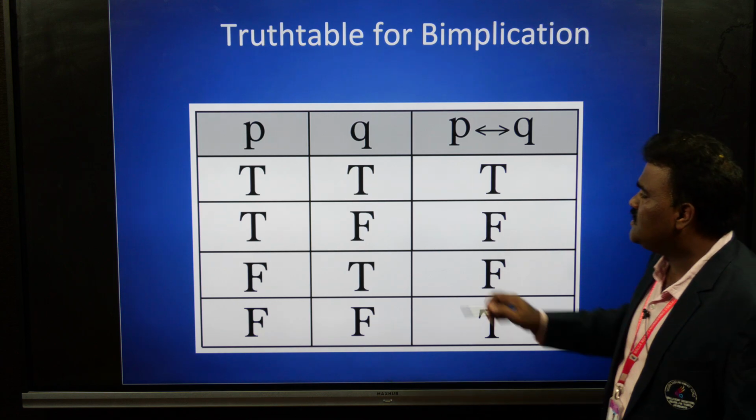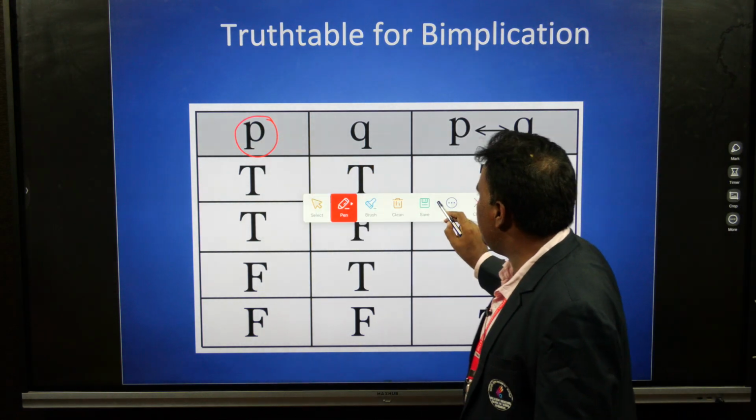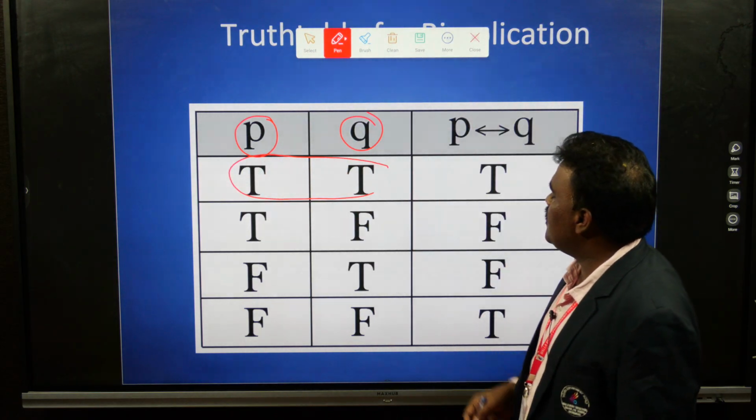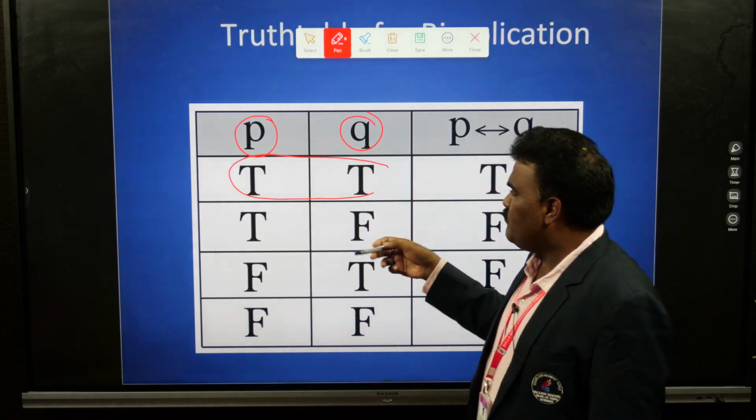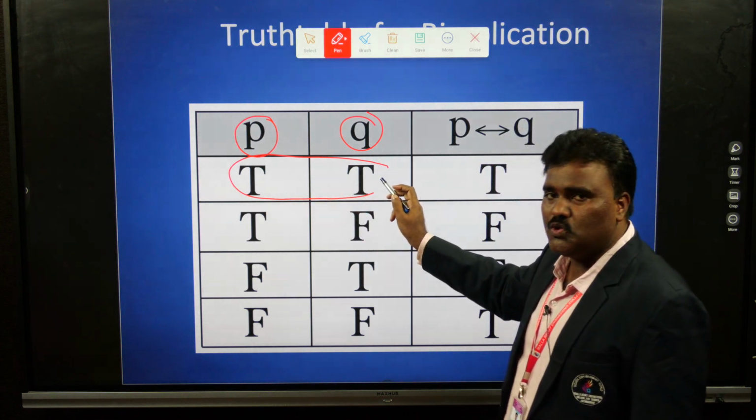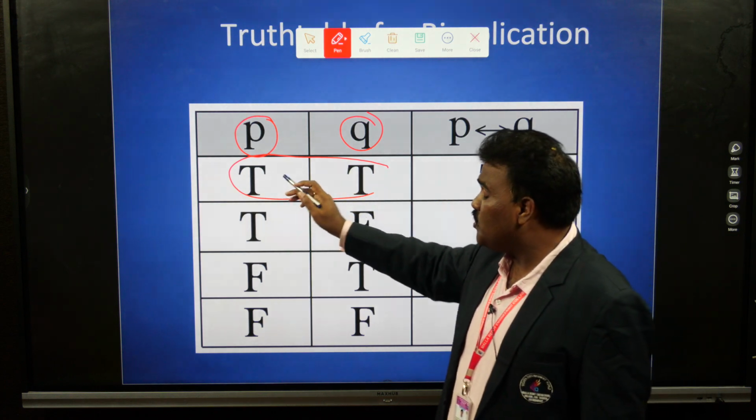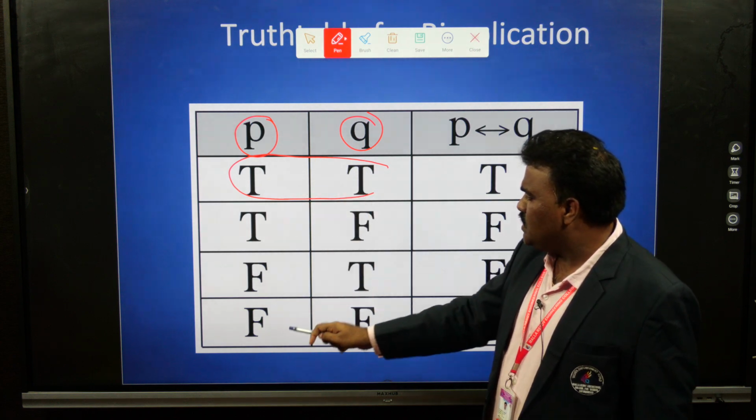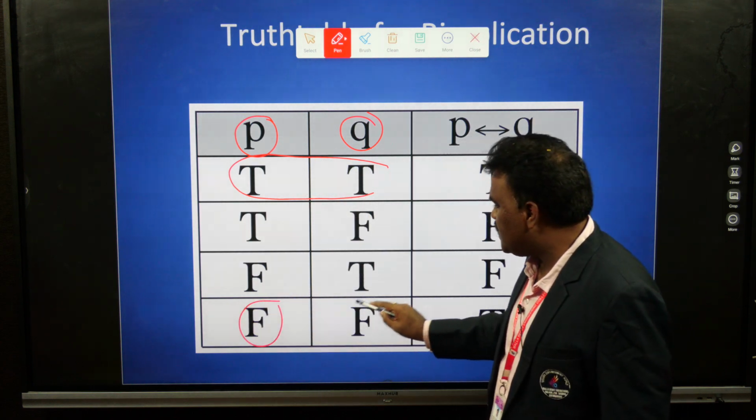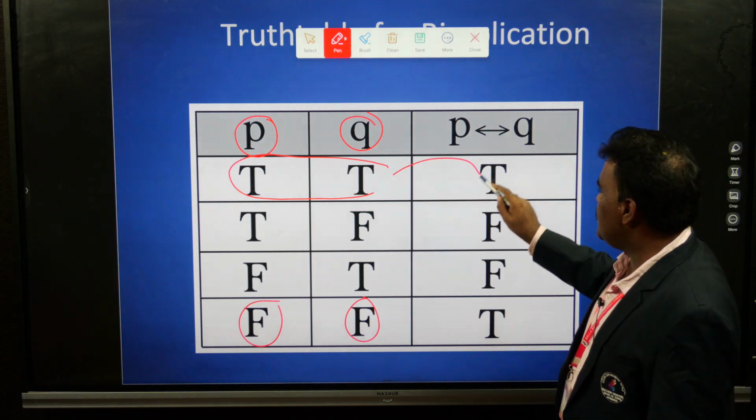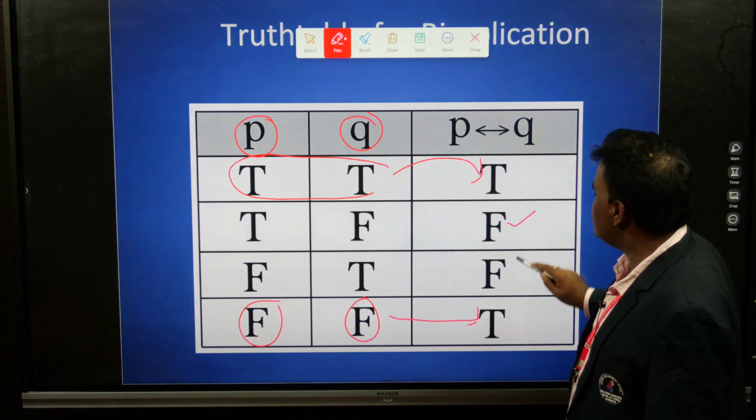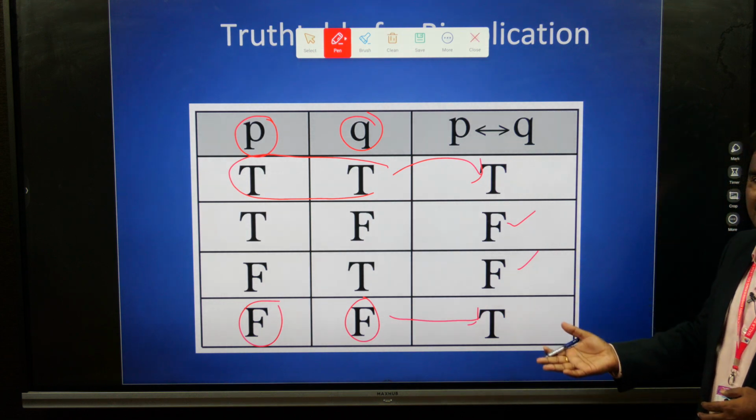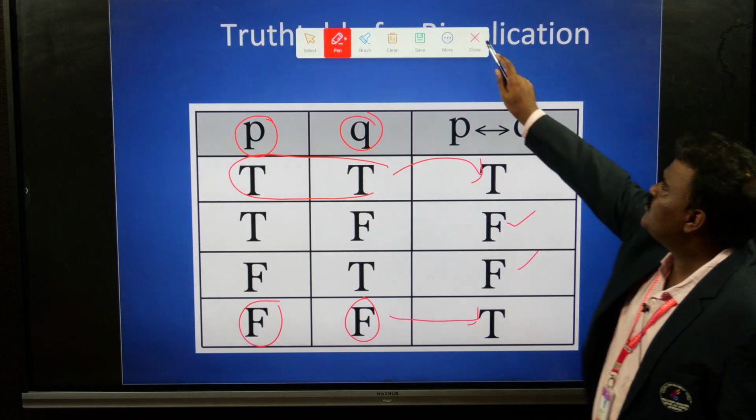So observe the truth table. Here we have the two statements P and Q. According to the biconditional, if both statements are true, the result will be true. If both are false, both statements are again the same, so the result has to be true. In all remaining cases, the result would be false. We have to remember all these in order to solve the problems.